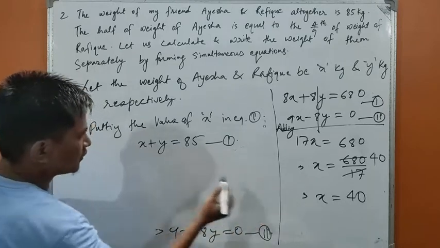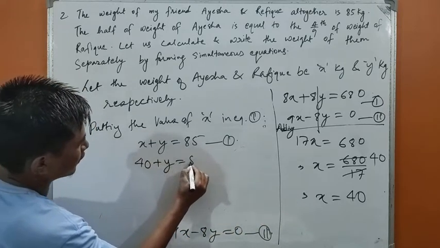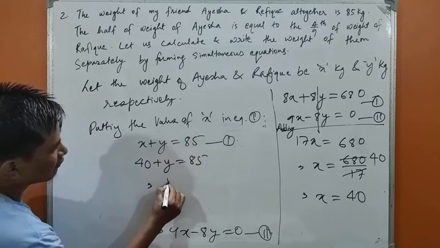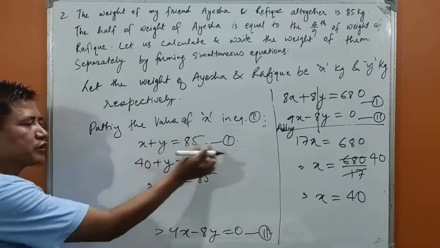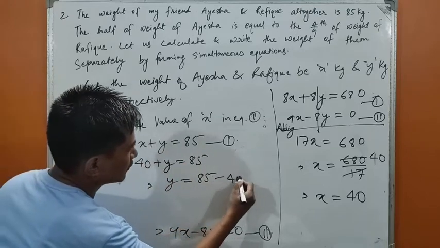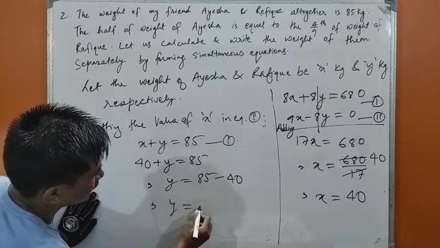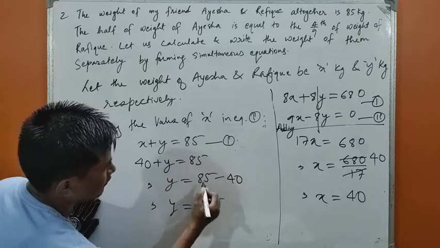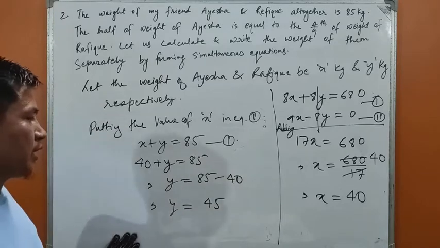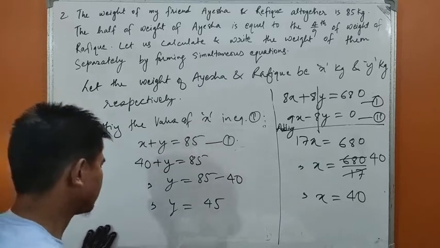So x is 40, we put 40 here, plus y equals 85. Or y equals 85 on the right hand side. So let us take this plus 40, it becomes minus 40. Or y equals 85 minus 40 is 45, isn't it? 5 minus 0 is 5, 8 minus 4 is 4. So weight of Aisha is 40 kg and weight of Rafiq is 45 kg, okay?